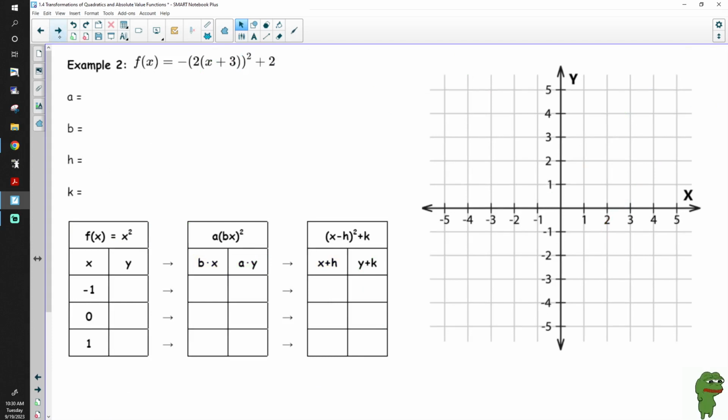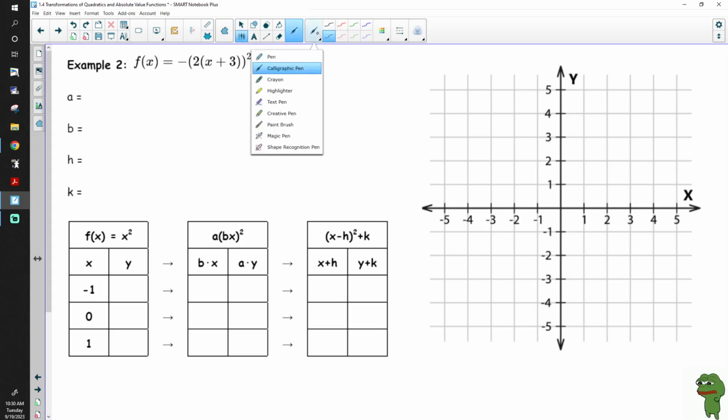Alright, final example. Example 2. On the inside, the one we haven't done yet. This is an example of a quadratic that has been transformed. How can you tell this is a quadratic by looking at it? It has an x and it has an exponent of 2, a power, a square. Because this has an x and a squared, we know it's quadratic.